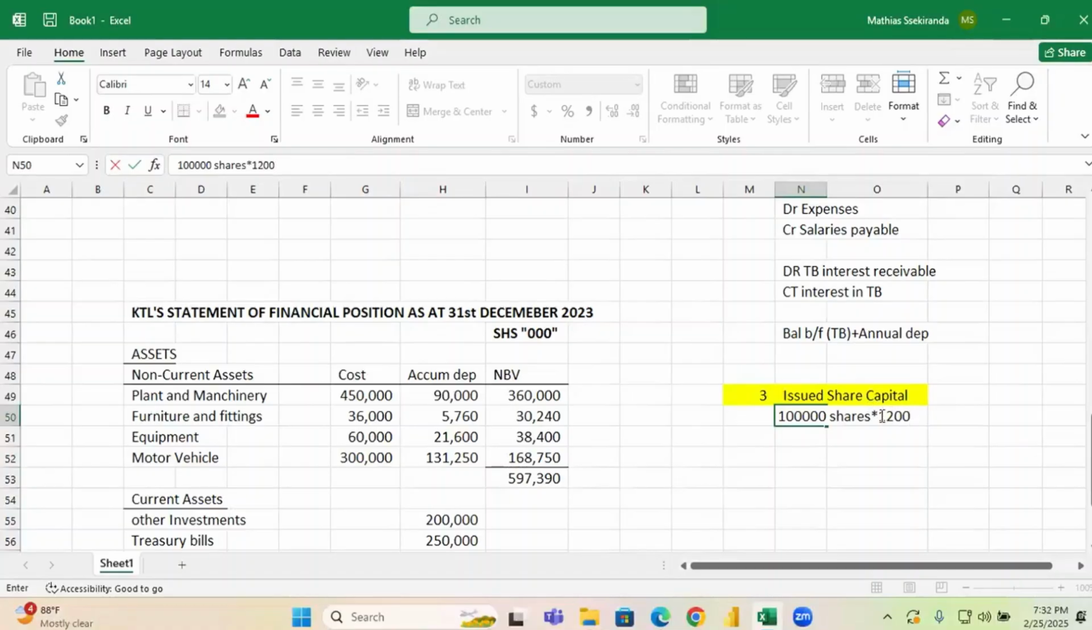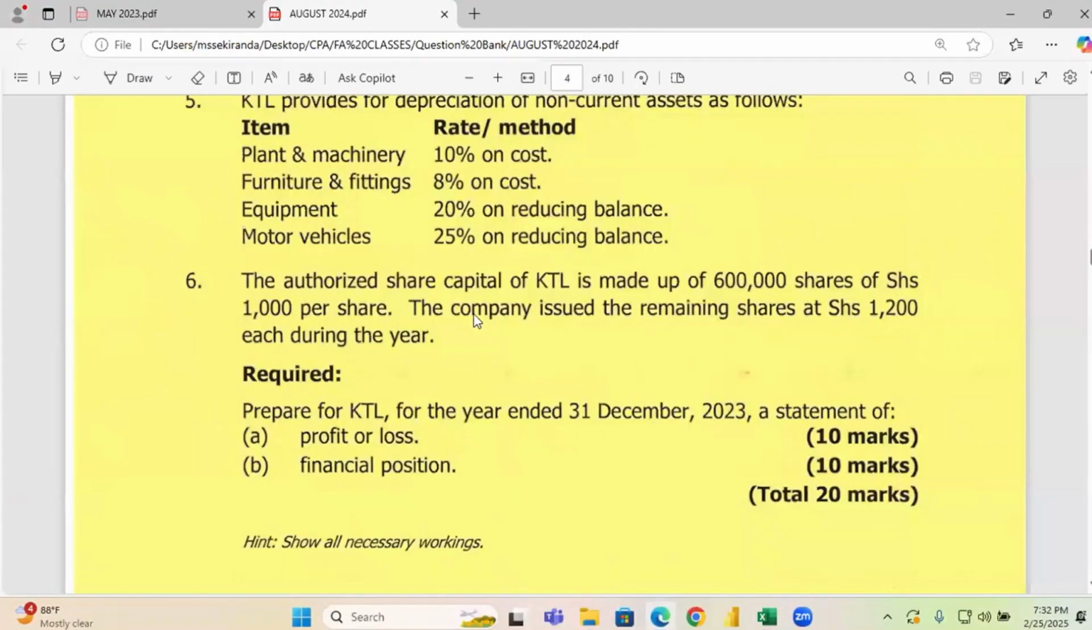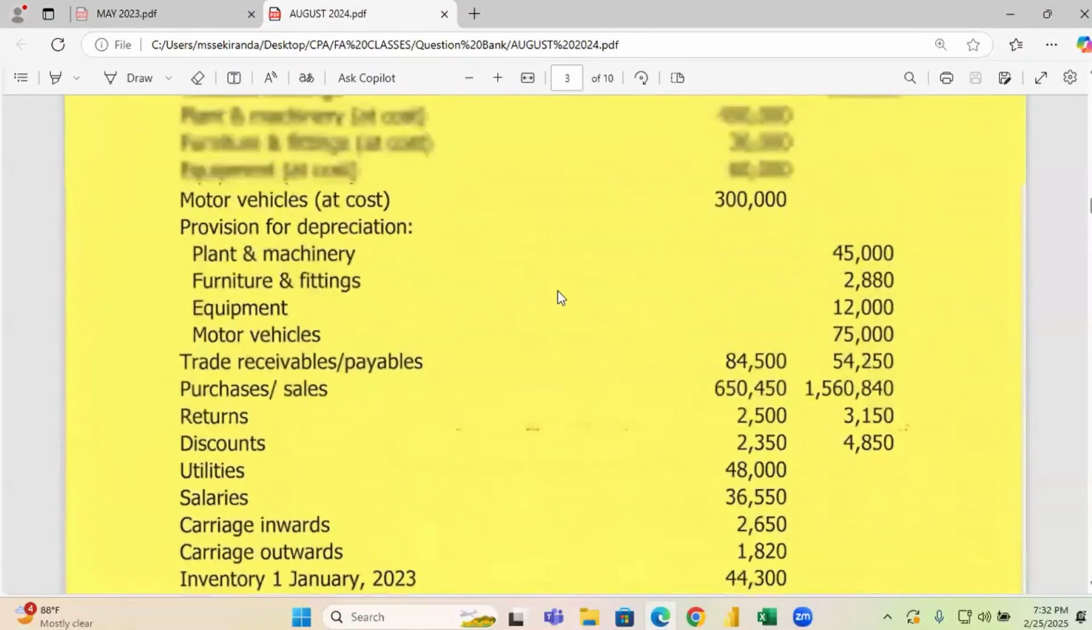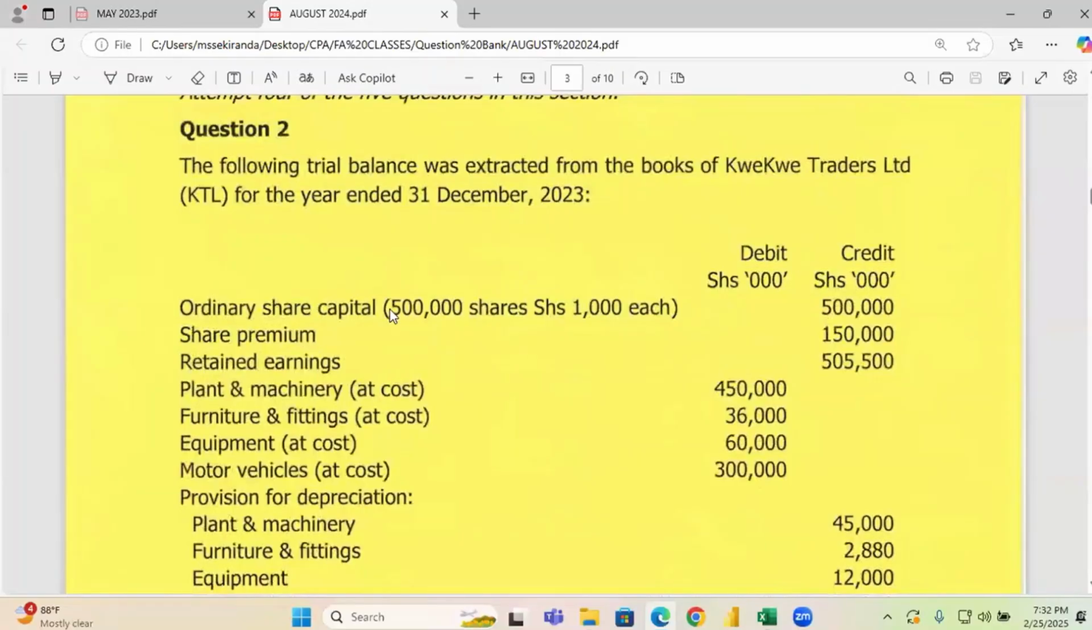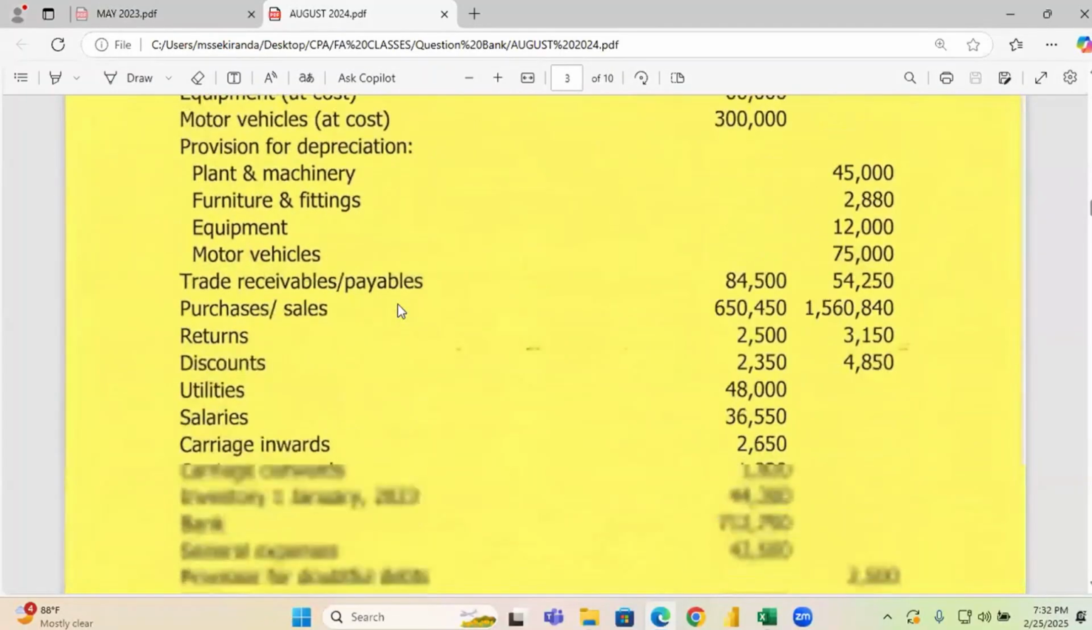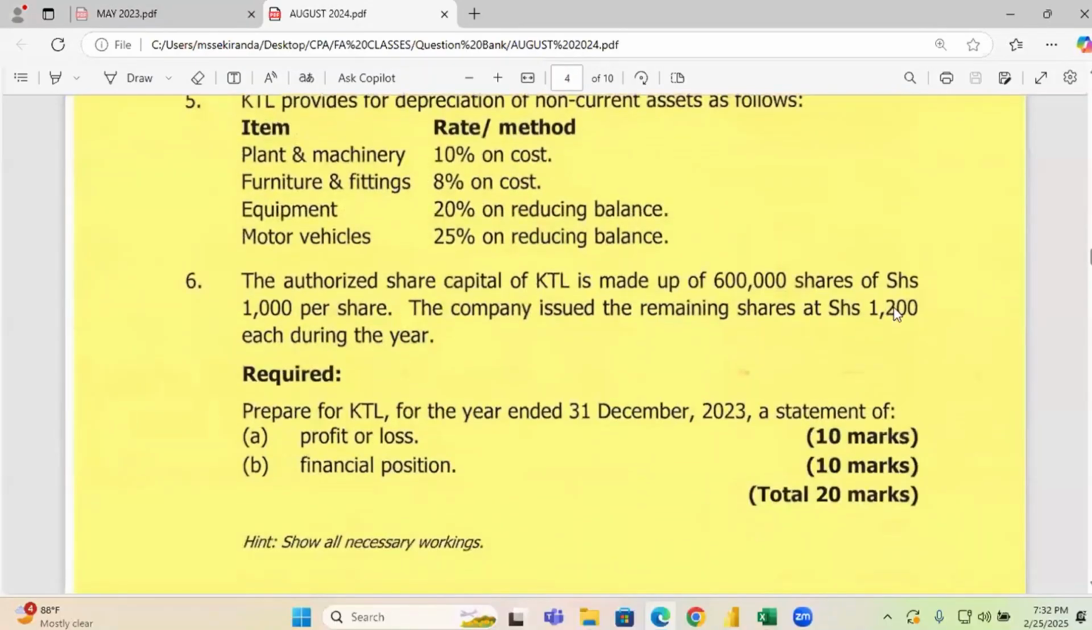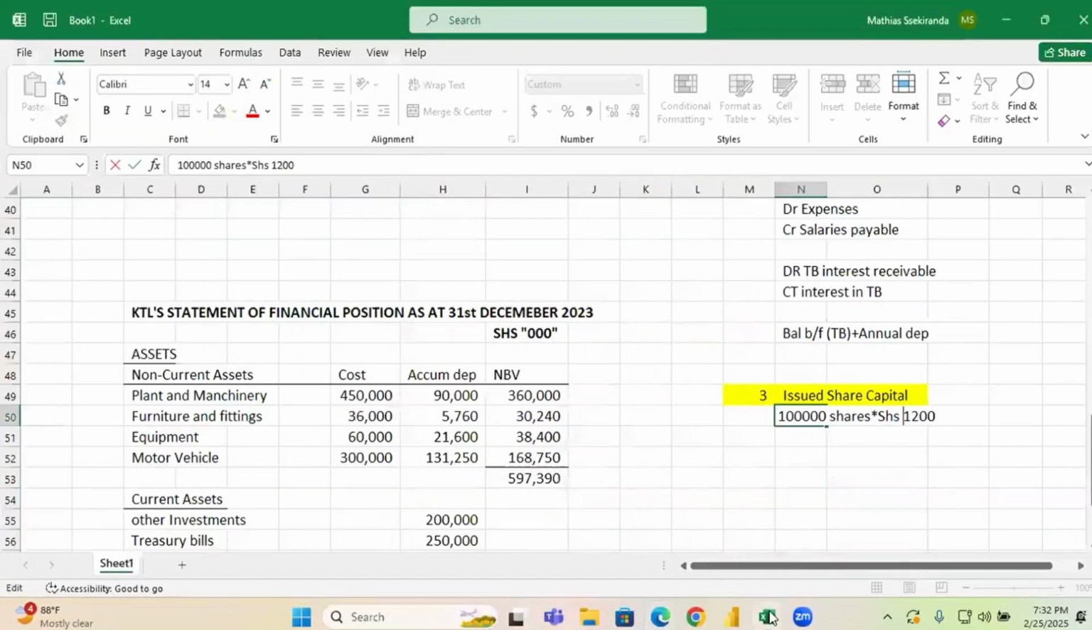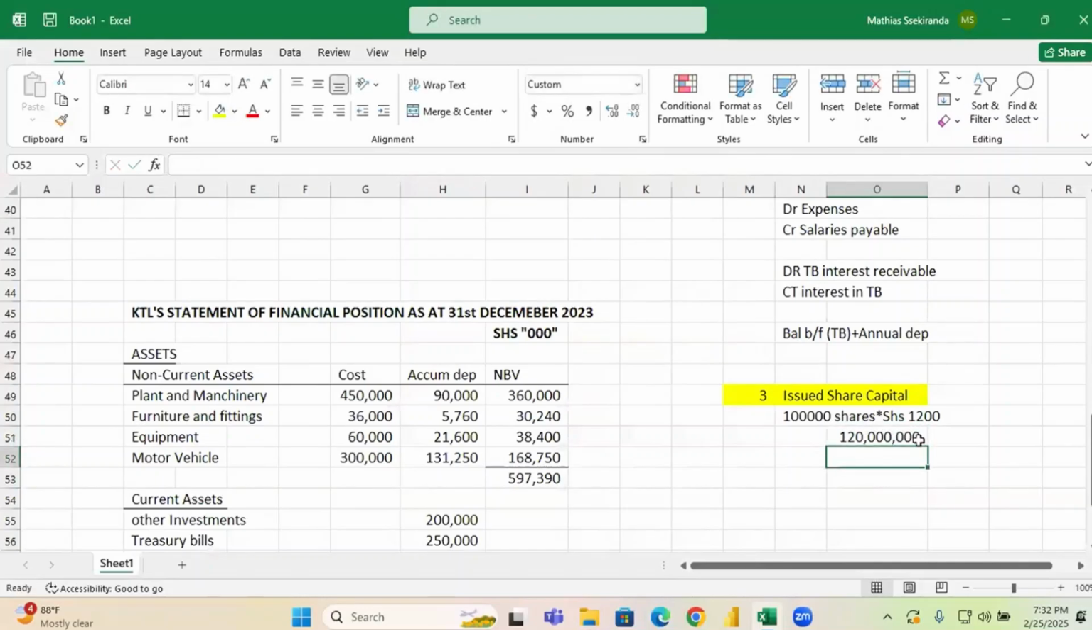They told us it was sold at 1,200, according to note number 6. The company issued the remaining at 1,200 each. The total authorized is 600. They had only issued 500 by the close of the year, and they are telling us they issued the balance, which is 100 shares, times the market rate of 1,200, giving us 120 million. Remember, we are chopping off the 3 zeros.